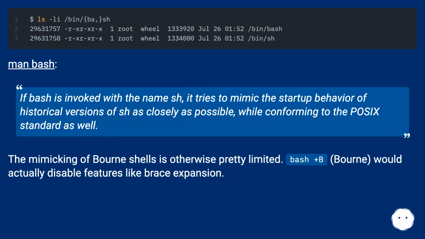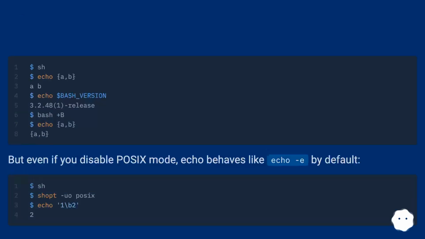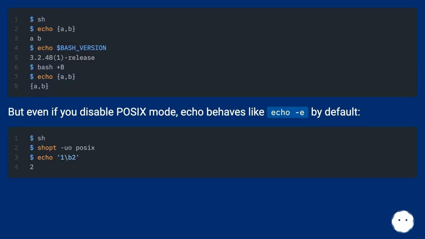Man bash: if bash is invoked with the name sh, it tries to mimic the startup behavior of historical versions of sh as closely as possible, while conforming to the POSIX standard as well. The mimicking of Bourne shells is otherwise pretty limited. Bash plus --posix would actually disable features like brace expansion. But even if you disable POSIX mode, echo behaves like echo -e by default.